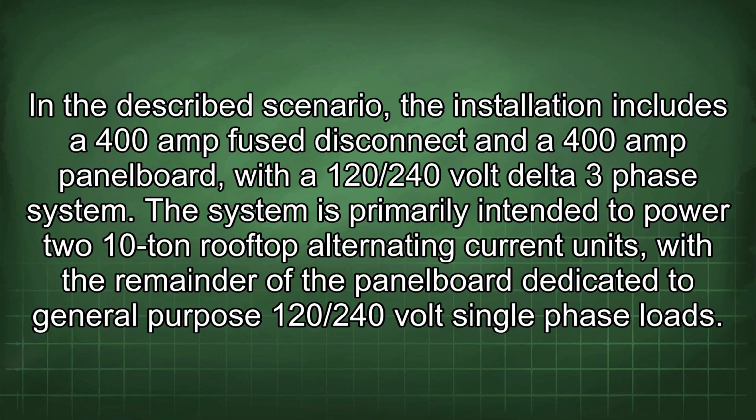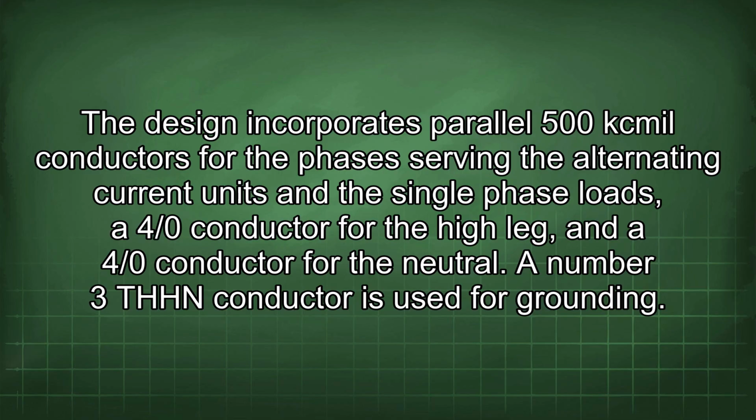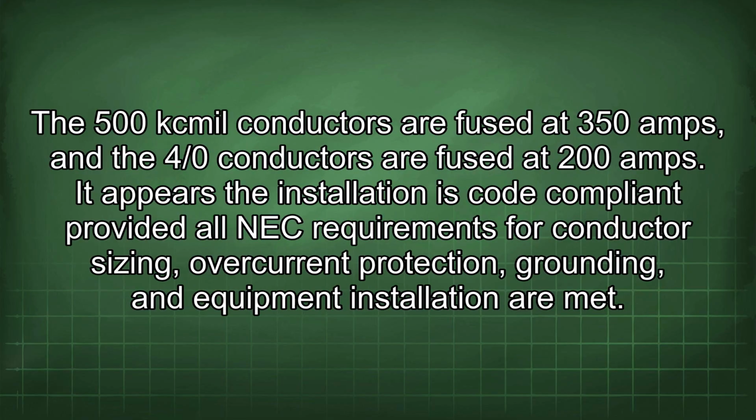120/240 volt single-phase loads. The design incorporates parallel 500 kcmil conductors for the phases serving the air conditioning units and the single-phase loads, a 4/0 conductor for the high leg, and a 4/0 conductor for the neutral. A number 3 THHN conductor is used for grounding. The 500 kcmil conductors are fused at 350 amps, and the 4/0 conductors are fused at 200 amps.